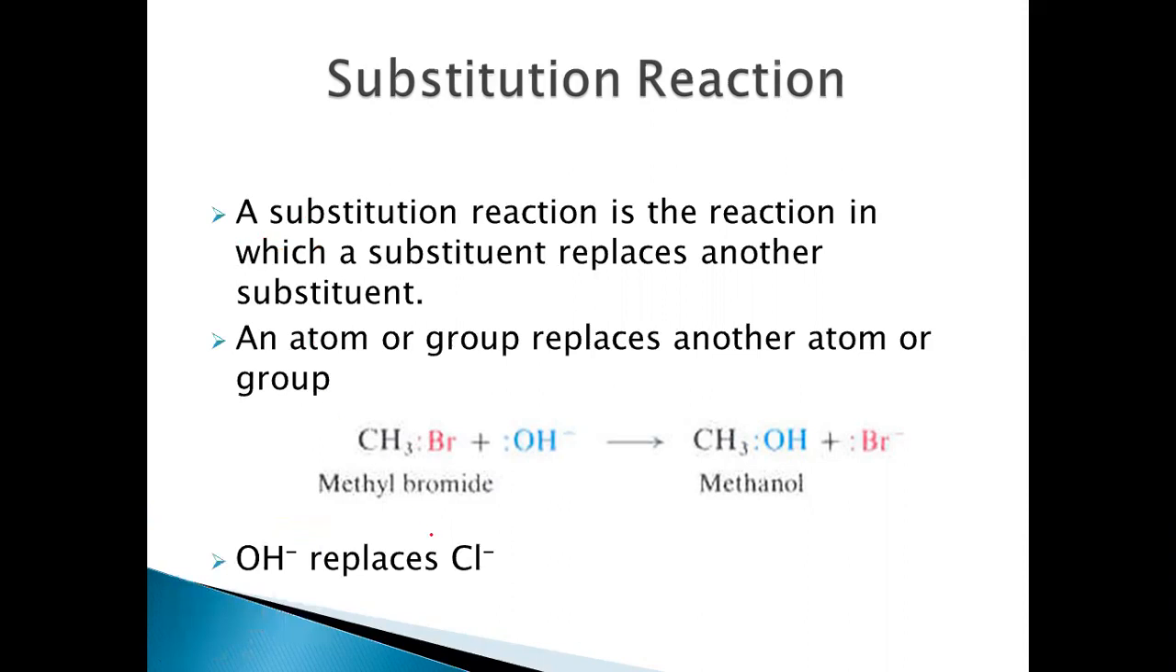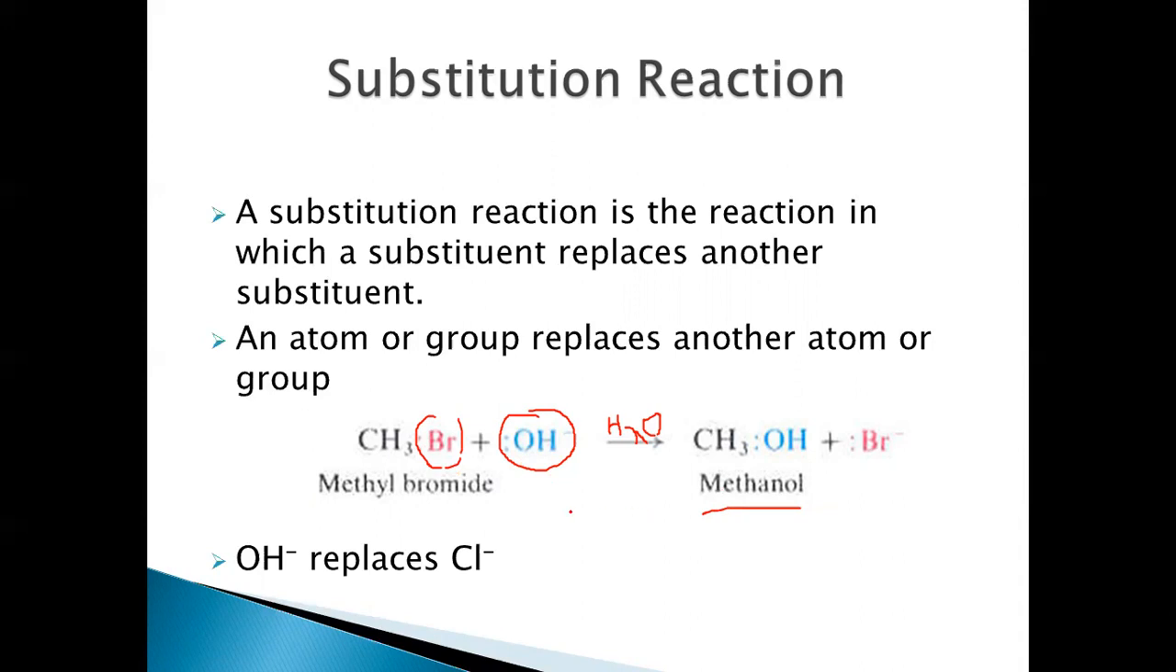Substitution reaction: let's take the example of the hydrolysis of methyl bromide here. In the reaction, the Br is replaced by the OH minus, resulting in the formation of methanol, hydroxymethane, and Br minus. So here Br is being substituted by OH, so this is called a substitution reaction.